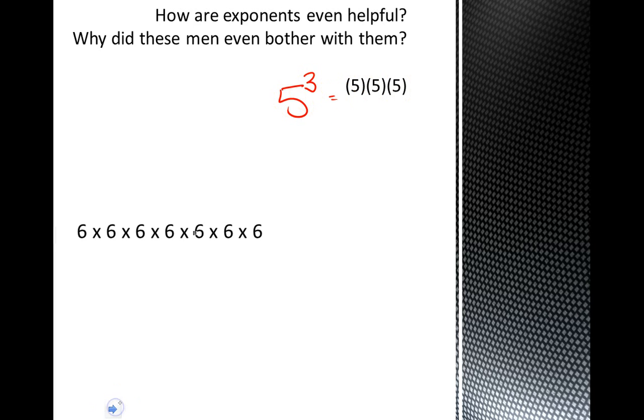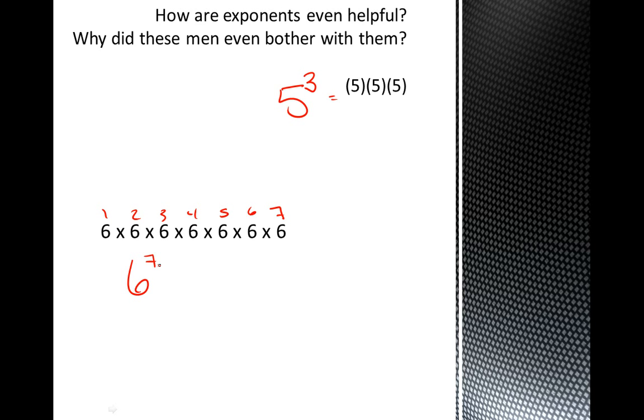So how would we write this? 6 times 6 times 6 times 6 times 6 times 6 times 6. Imagine if you're writing lots of math journals and you had to write this 3 or 4 times. Well, it's a lot easier to say, I'm writing 6 1, 2, 3, 4, 5, 6, 7 times, and so I can write that as 6 to the 7th power. So this is how we write in exponent form, and this is why it can be helpful.